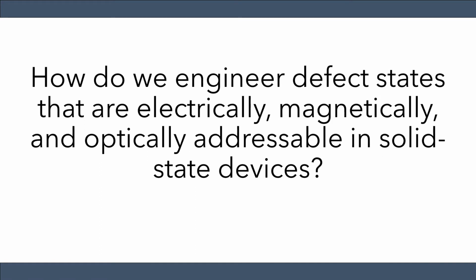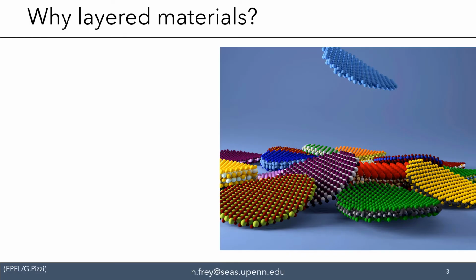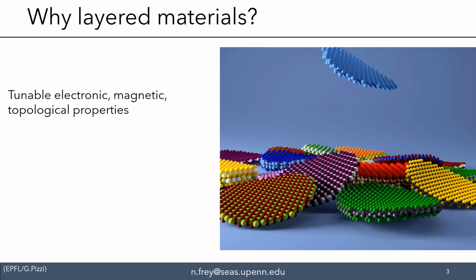The big question that I want to answer is, how do we engineer defect states that are electrically, magnetically, and optically addressable in solid-state devices? I'm going to focus specifically on 2D or layered materials because the electronic, magnetic, and topological properties in these systems are very tunable. We can think of them as really the whole material is a surface, so it's very accessible.